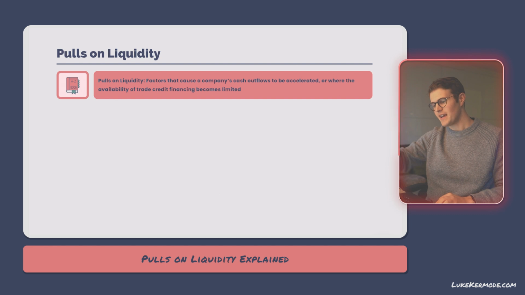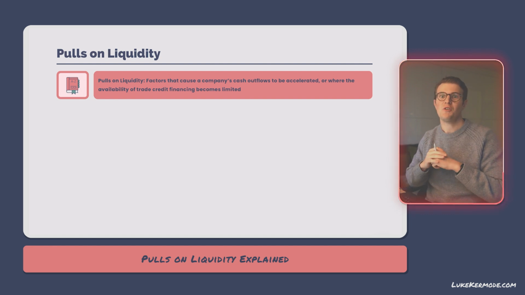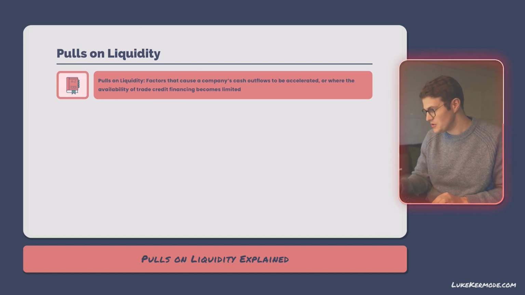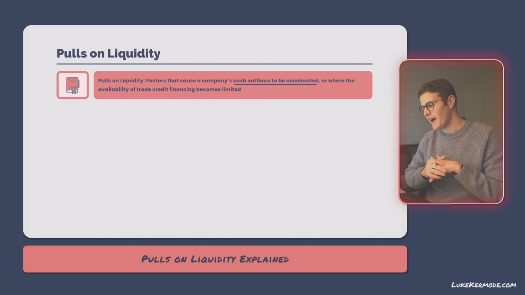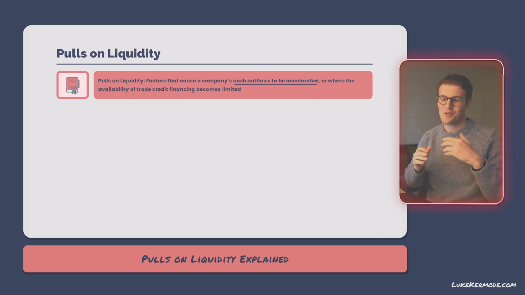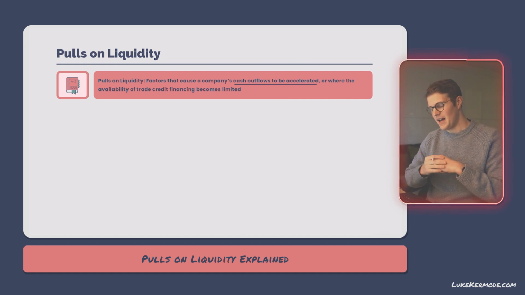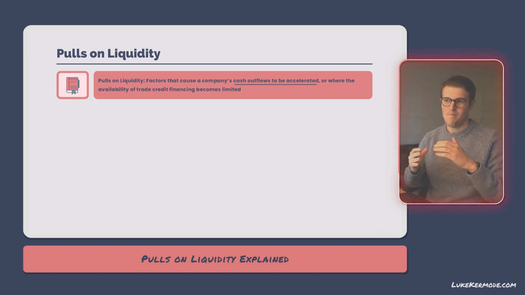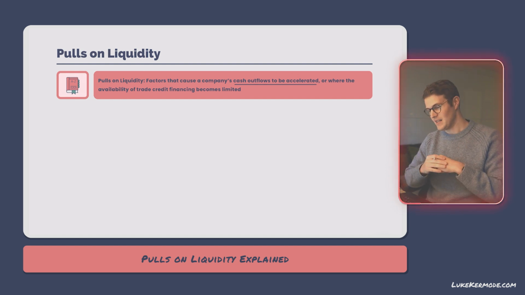So as I was saying in the intro, we're thinking about pulls on liquidity now. Pulls on liquidity are factors that cause a company's cash outflows to accelerate. So factors that lead to a company paying out cash to third parties more quickly, and that means that they've got less liquidity on hand and potentially are in a weaker position to be able to fund their short-term liabilities.